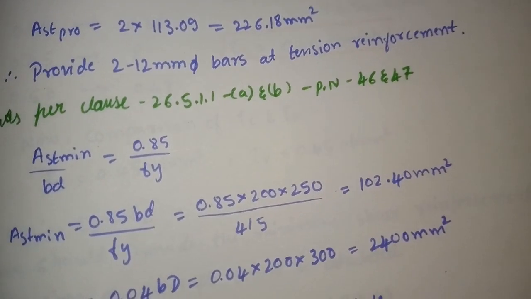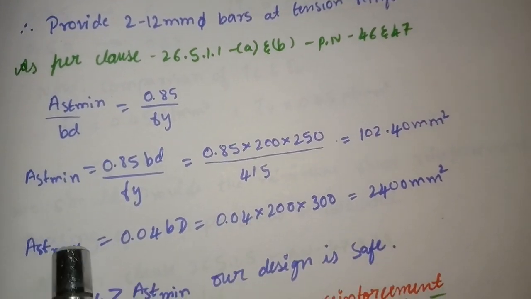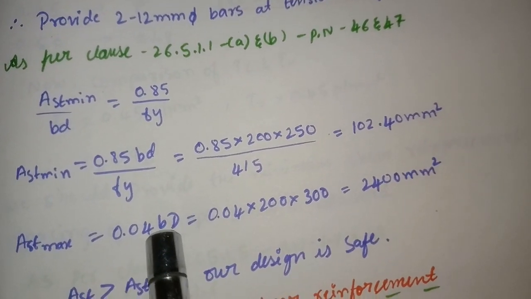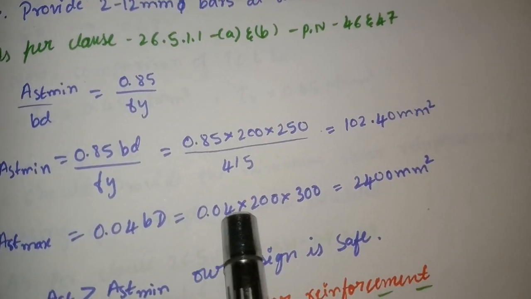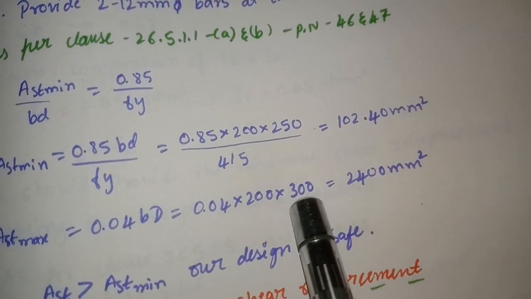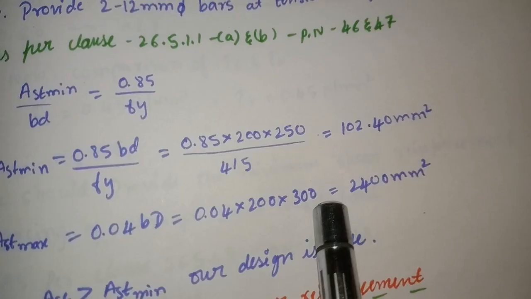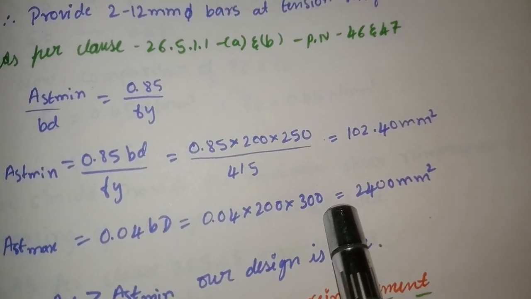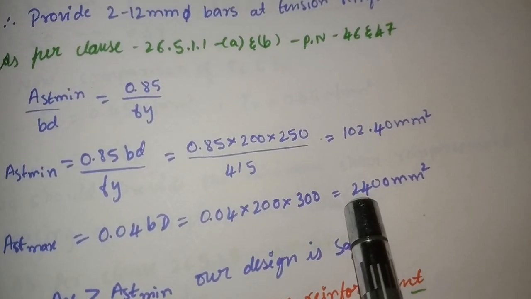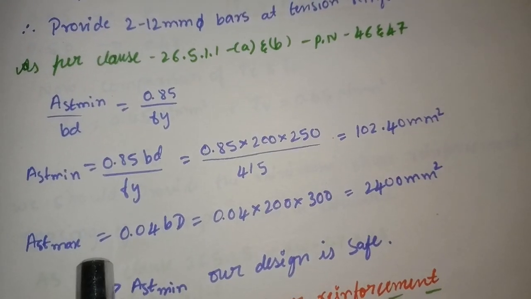So now we'll go for the AST maximum, which is given on page number 47. I have written the formula here, that is 0.04 B into D. So 0.04, our B value is 200 mm, our overall depth value is 300 mm. Substitute all the values, simplify this, we'll get the AST maximum value as 2400 mm square. This is the AST maximum value.